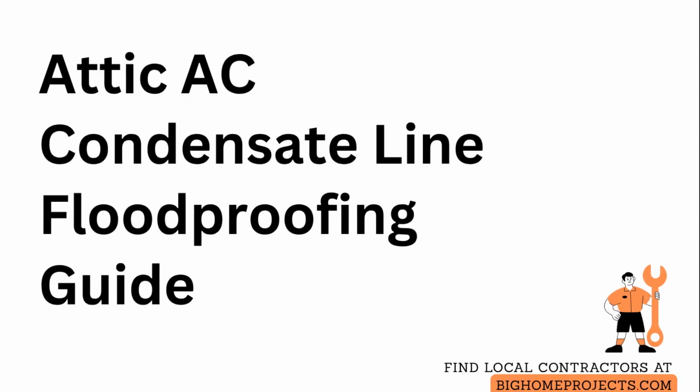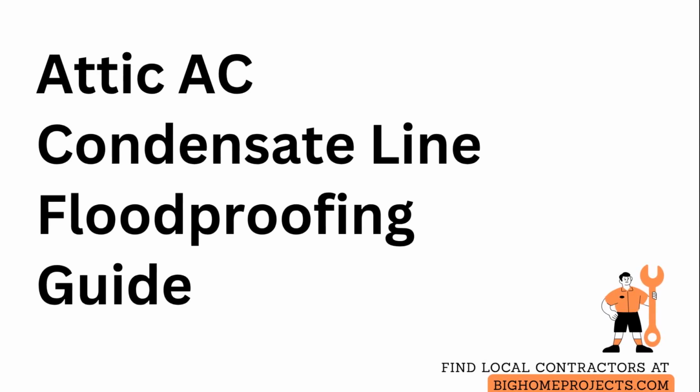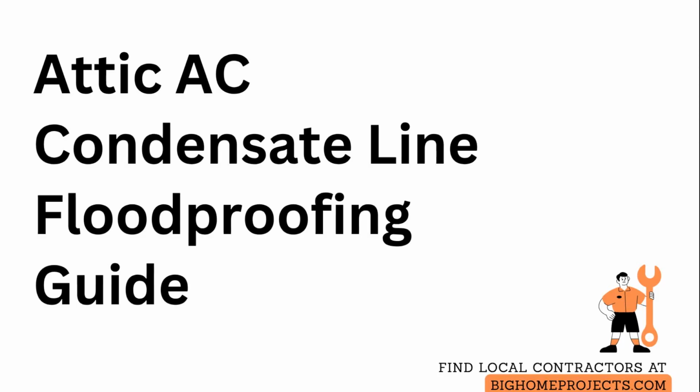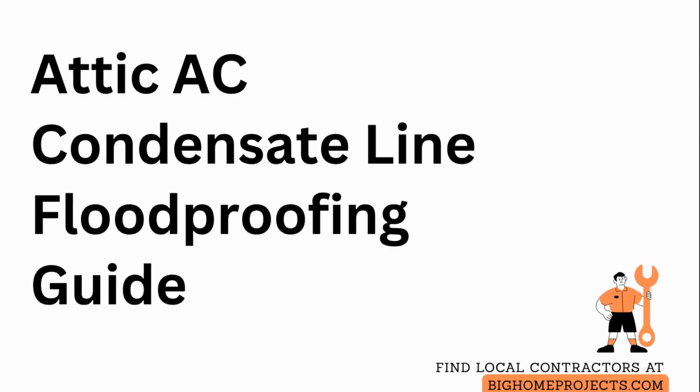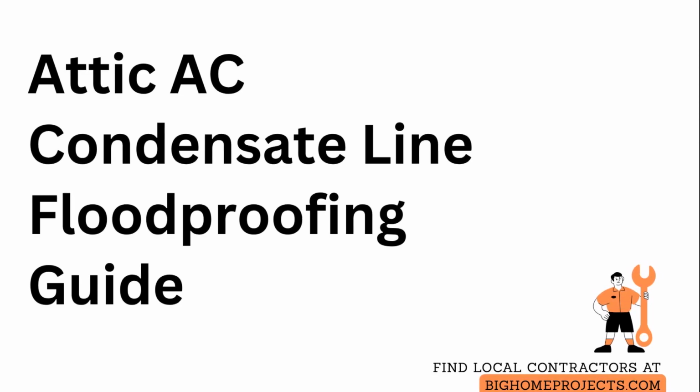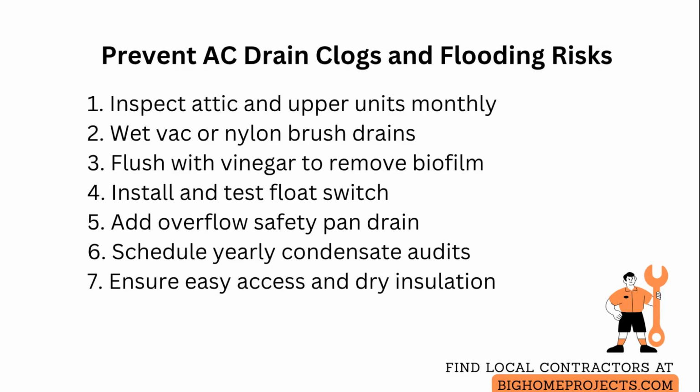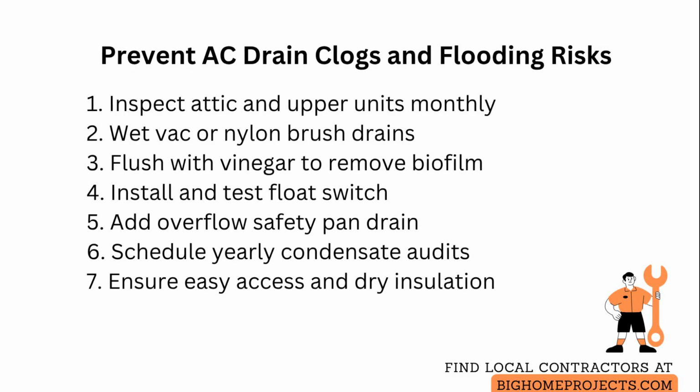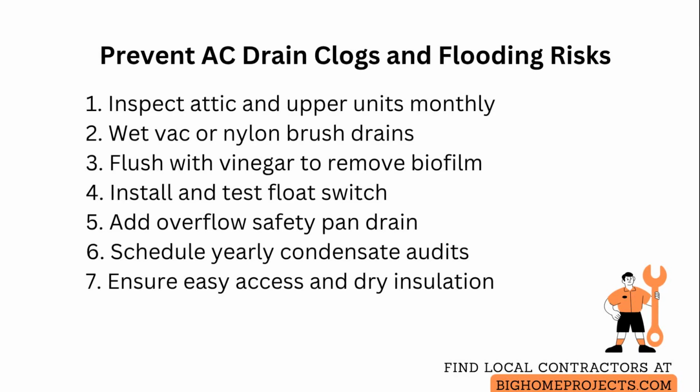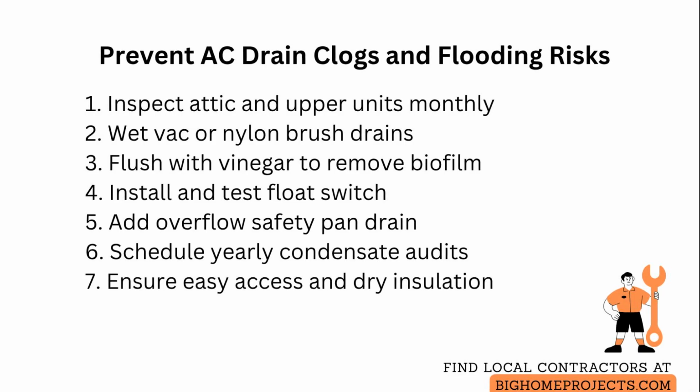A clogged air conditioning condensate drain line can cause hidden flooding that damages ceilings, floors, insulation, and electrical systems. When the drain line backs up, condensate water will overflow into the air handler cabinet and follow the path of least resistance into ceilings or walls, so inspect attic and upper floor units monthly and after long idle periods.